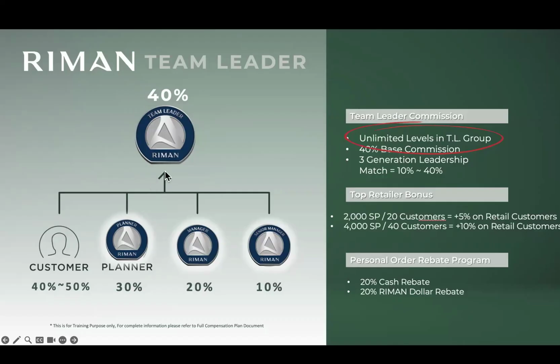Now, if I'm at 40% and I frontline a brand new planner, they're entitled to 10% of what they buy or sell, and I'm going to get that 30% override of what they bought and sold, right? So it's a differential payout.